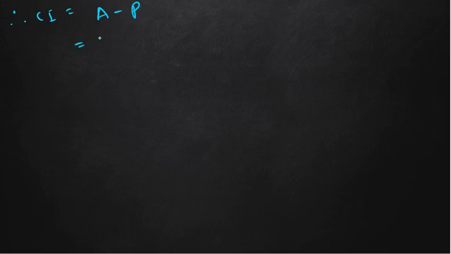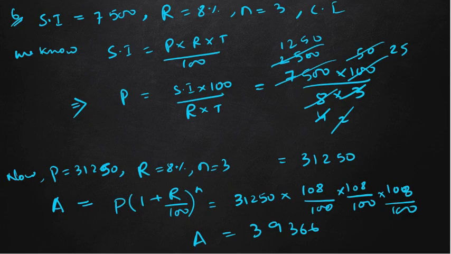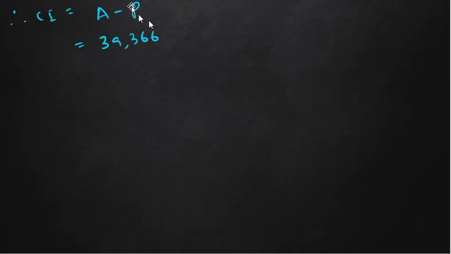So what was the amount? 39,366. And what was the principal? Principal was our 31250. So minus 31250. So answer will be our 8,160. So in this way we can solve it.